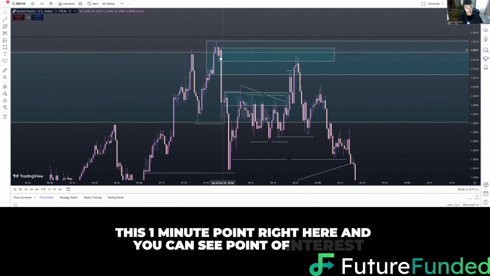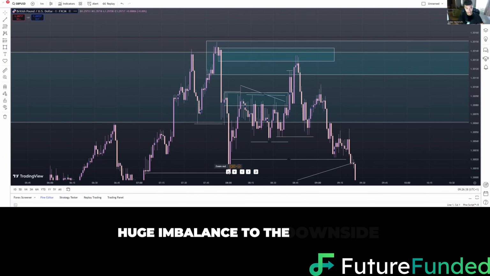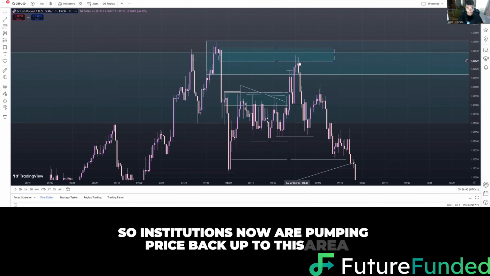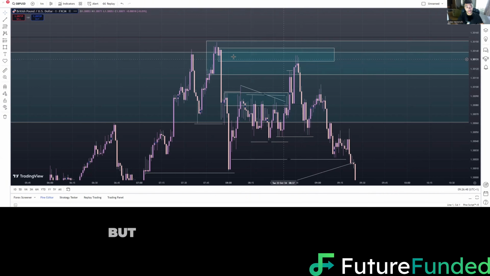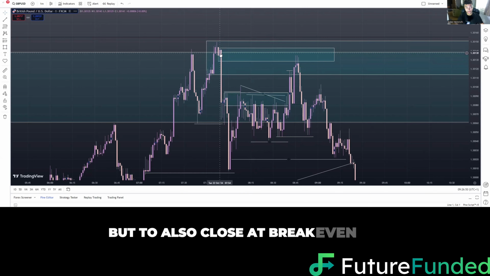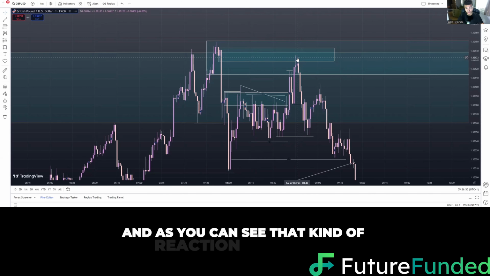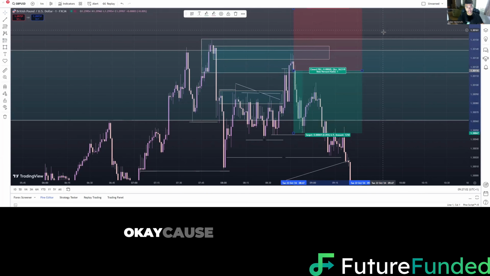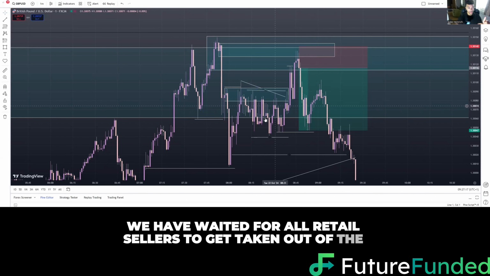And you can see point of interest, huge imbalance, slight retracement, huge imbalance to the downside. Okay, so institutions now are pumping price back up to this area. So not only grab as much liquidity as possible to match their order, but to also close at break even on their initial order. All right. And as you can see, that kind of reaction dumped price. And that is exactly where we get in. Okay, because now what we have done, we have waited for all retail sellers to get taken out of the market.